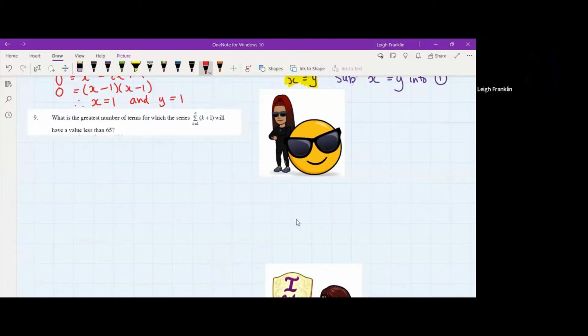It's actually an SN. Ma'am, why is it an SN? Okay. They are asking you to solve for n, when the value of the sum of the series has a value. Remember, sigma notation means sum, so the sum of this particular series has a value. When they use the words "has a value less than 65," they are implying that the value of the SN is 65.